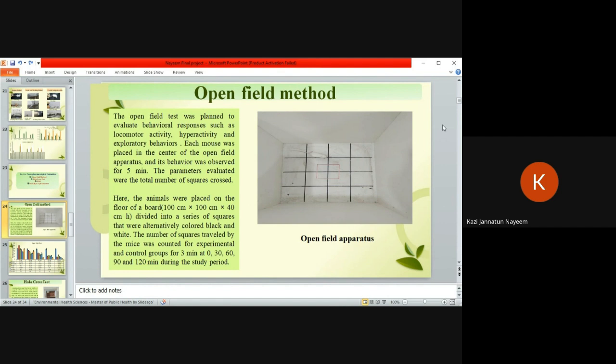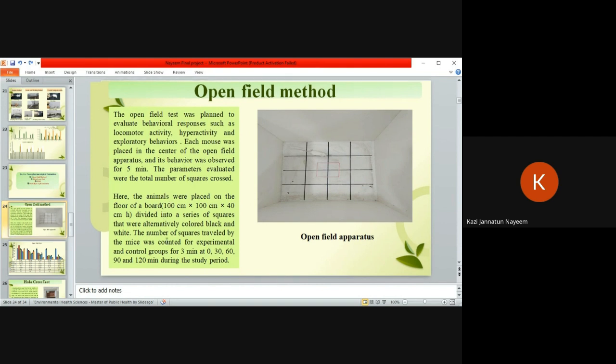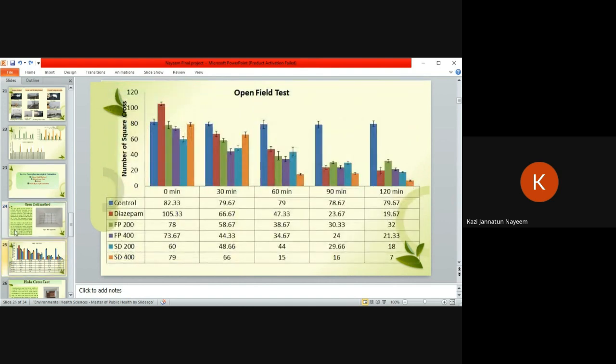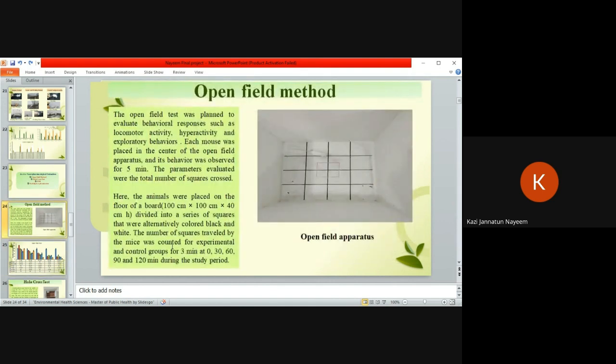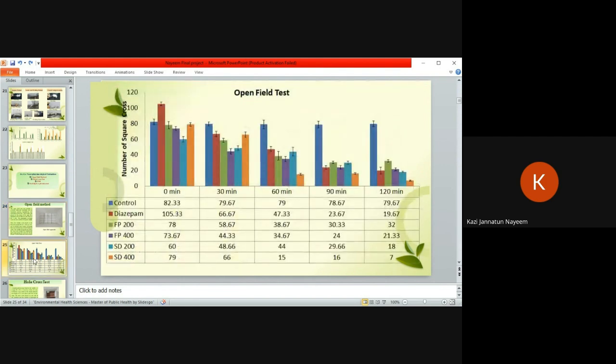This is the open field apparatus. Here, we generally estimate the locomotor activity of the mice, and the hyperactivity and exploration behavior of the mice. We conduct this method and evaluate at 0 minutes, 30 minutes, 60 minutes, 90 minutes, and 120 minutes. Here is my result for the open field test.